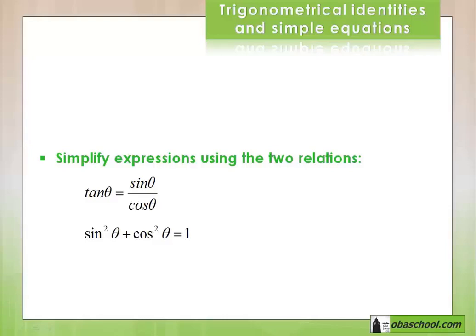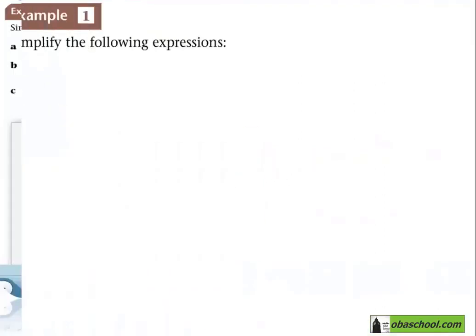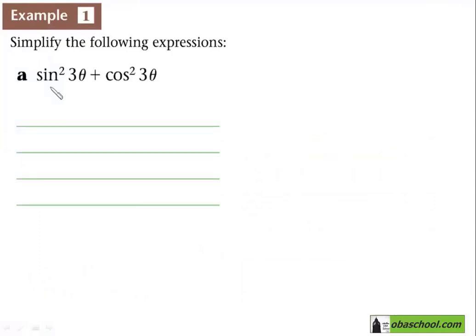In this tutorial, we are going to solve applications using these two identities. So we will simplify expressions using these two relations. Look at this example. Simplify the following expressions. Part A, sine squared 3 theta plus cosine squared 3 theta.